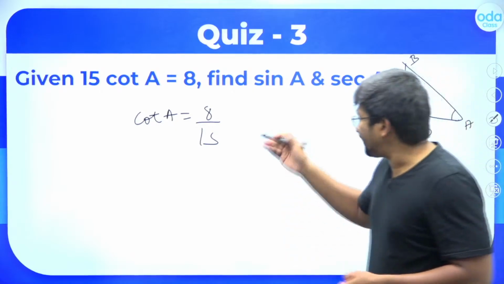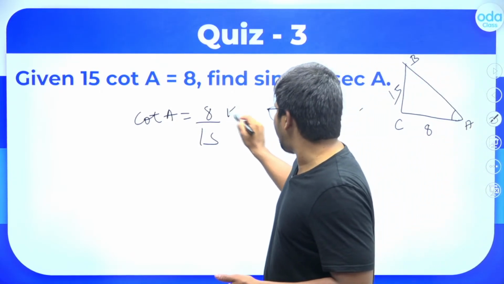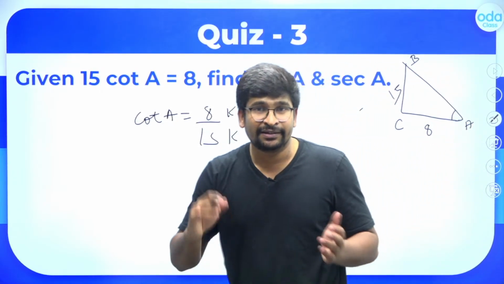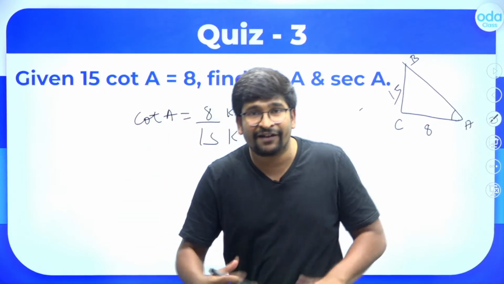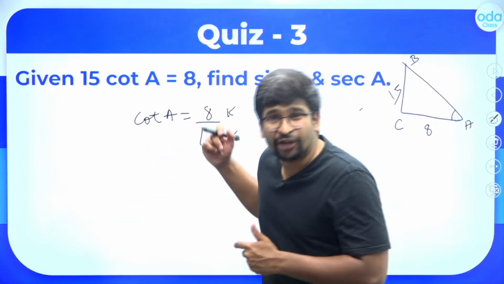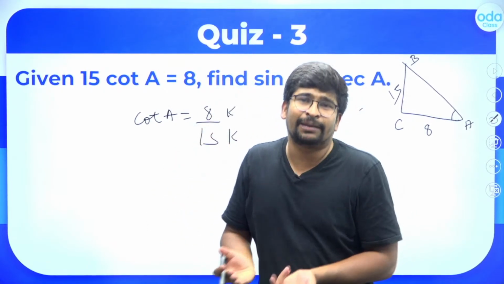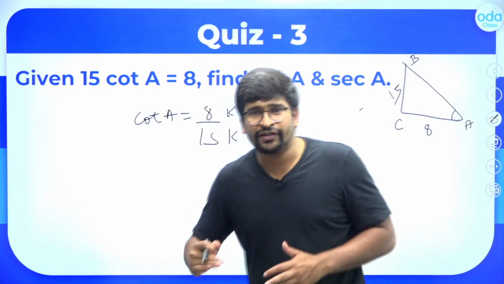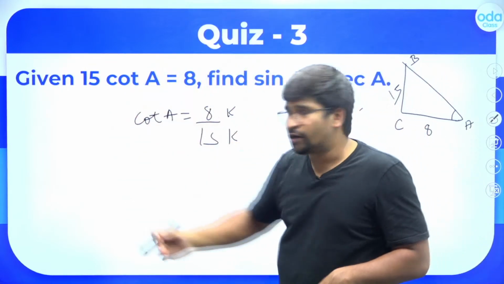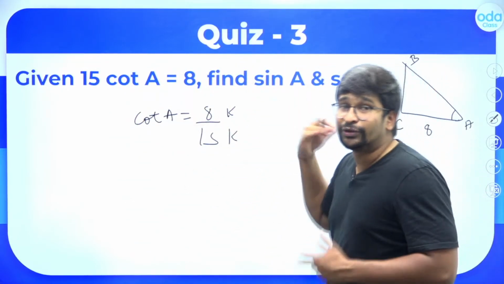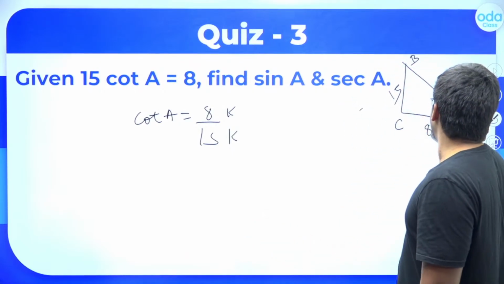Since you know cot A is 8 by 15, actually it could have been 8k and 15k, because 8 into a constant number divided by 15 into a constant number. Without using this k also, you will get the answer. But the right mathematical method is to put a k also, because it could have been 8 into any constant number divided by 15 into the same constant number.